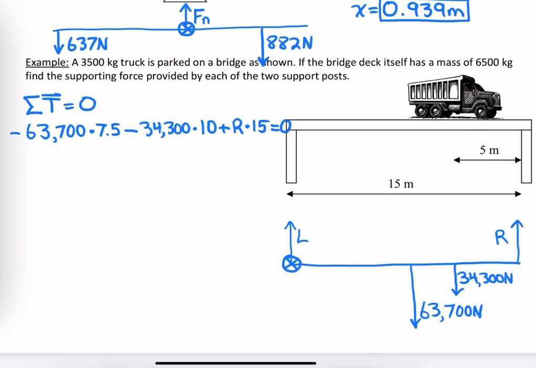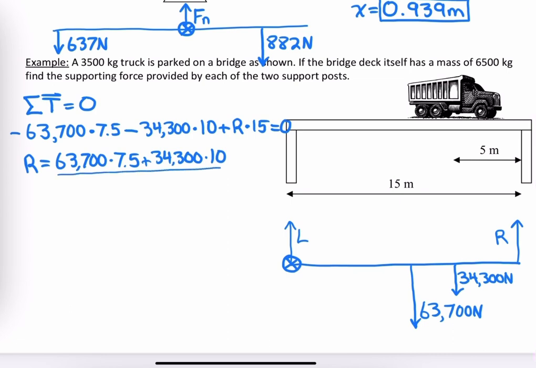So I should be able to then go through and solve for this. If I take this term here and I leave it where it is and I move everything else to the other side, I should get R equals 63,700 times 7.5 plus 34,300 times 10.